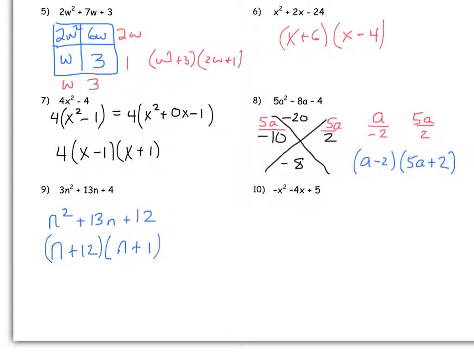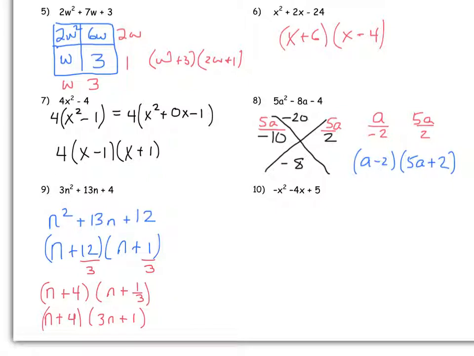And then you take the original leading coefficient and put it underneath both of those. Simplify those fractions, so that's going to be n plus 4 and n plus 1/3, which then becomes n plus 4, 3n plus 1. Okay.